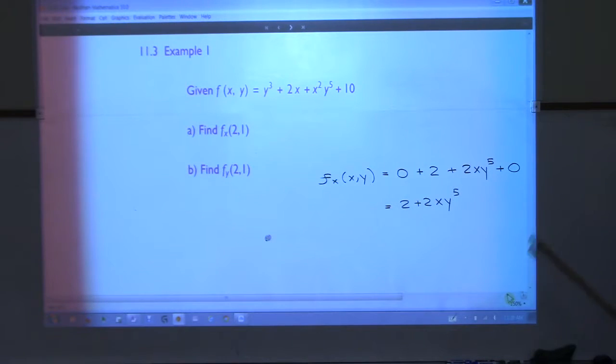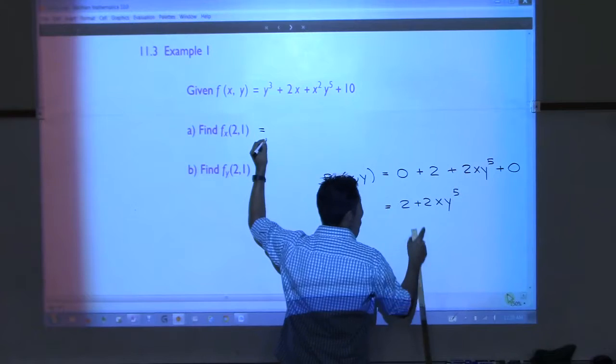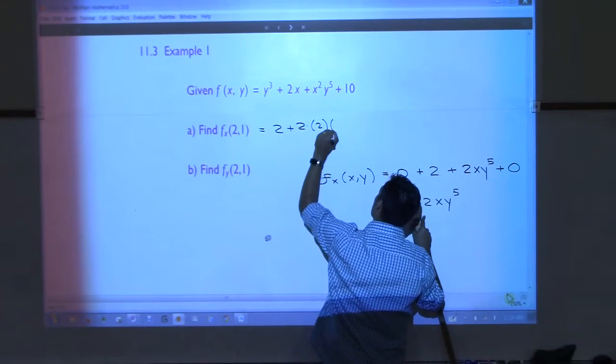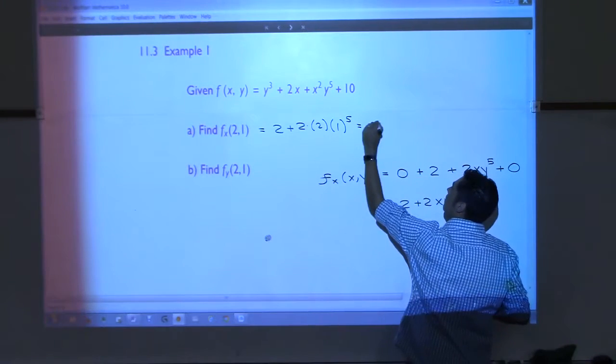All right, that's our partial derivative with respect to x. Now we want it at 2, 1. So just plug in 2 for x and 1 for y. So 2 plus 2 times 2 times 1 to the 5th. And that's just what, 6?